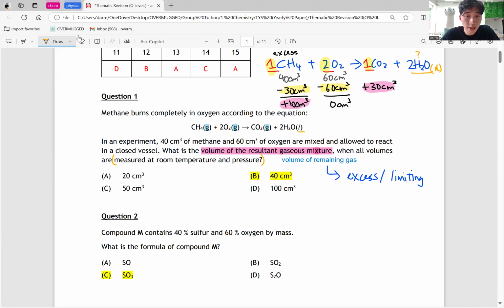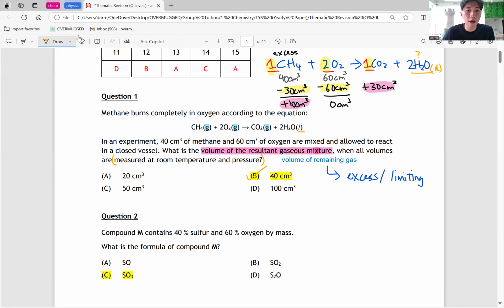So over here, what we have done is, I won't say a very simple, but a relatively classic mole concept question on limiting and excess. It is wordings like this that give it away: volume of resultant gas mixture or volume of remaining gas. Because when you see such a statement, you need to identify the question type, which is excess and limiting, and then deploy the correct calculation steps to get the final answer. This is what we mean by question analysis.